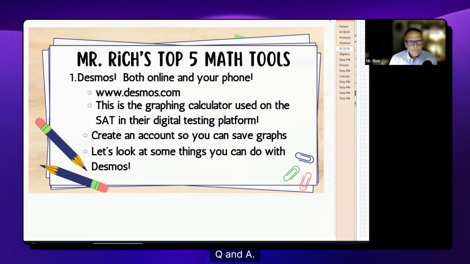Mr. Rich Q&A. And what I want to do today is start off our session by going over my top 5 math tools. Most of these are going to be online math tools, but I've got a few at the very end that might surprise you that aren't really online tools, but things that you want to be able to utilize to be successful at math. So the very first thing that I'm going to talk about tonight in terms of the tools that I recommend for success in math.